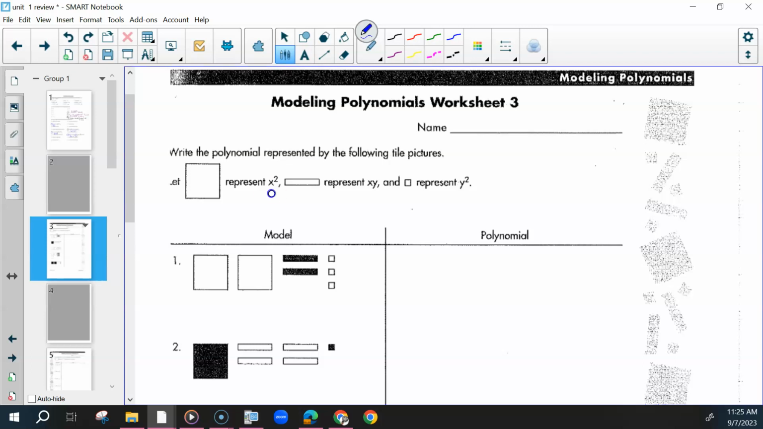This is x squared. These are now xy. And these are now y squared. So it's a little different. So anytime you get a key like this, make sure you look at it because it could be different than what we talked about before. Right? Anytime that you see a shaded that is a negative. Do we have any questions you want to see me go over on this page? No one asked any questions for you, so you all are good with those.